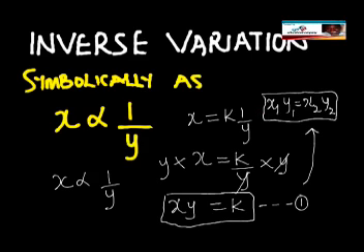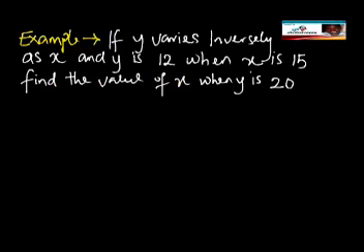So we're going to look at an example here. The first example we're picking is saying if y varies inversely as x, the underlying factor here is that y varies inversely. So you have y varies inversely as x, and y is 12 when x is 15.